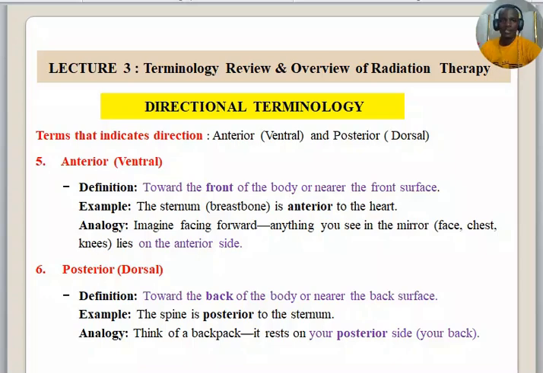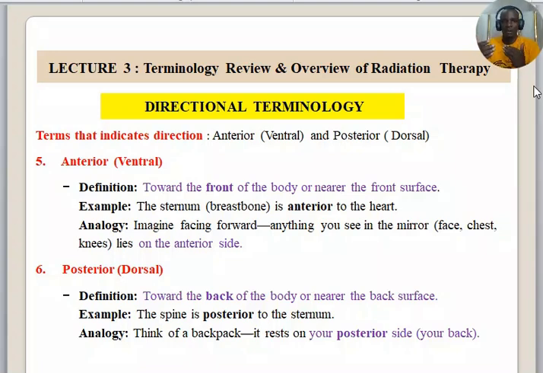Okay, welcome to Lecture 3, where we're going to look at the directional terminology, which we had already started on. So here we're going to look at the terms that indicate direction. We will just consider anterior, posterior, of course. So to start with anterior, how do you define it? When you talk of anterior, you talk about towards the front part of the body, near the frontal surface.